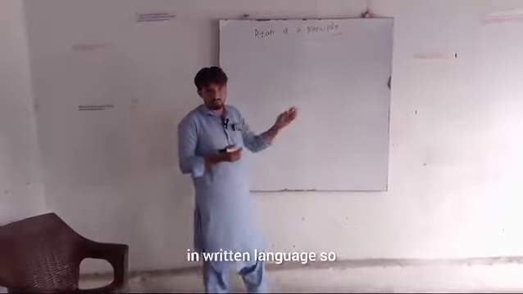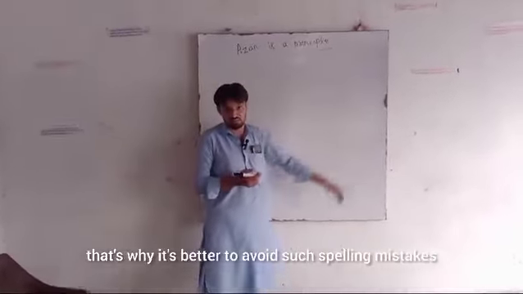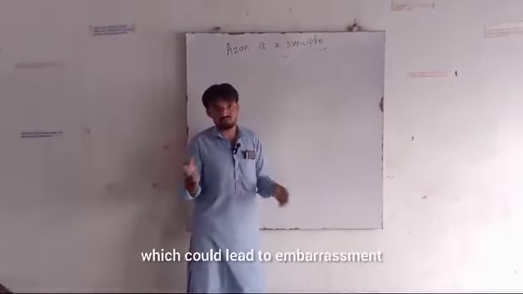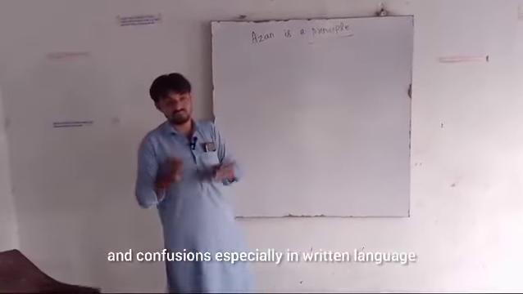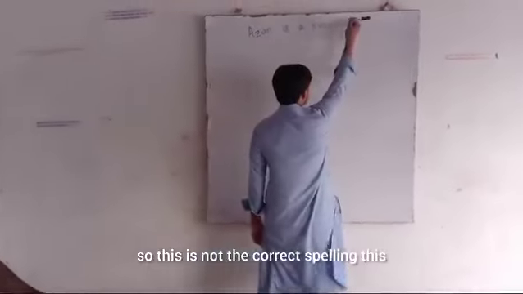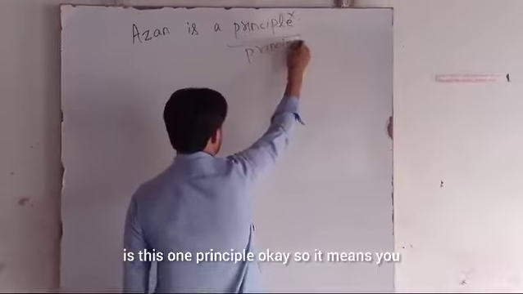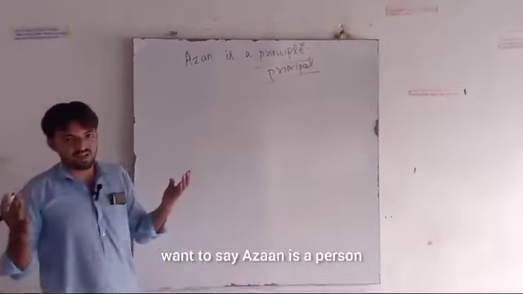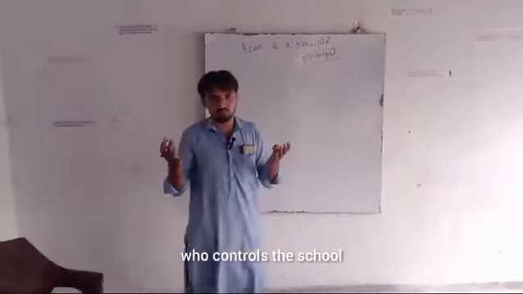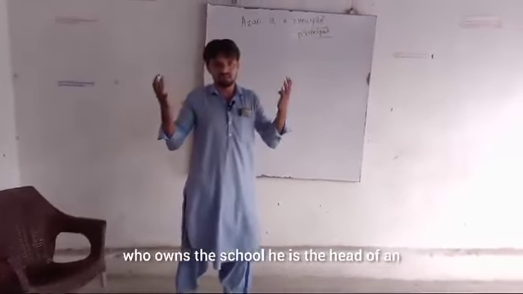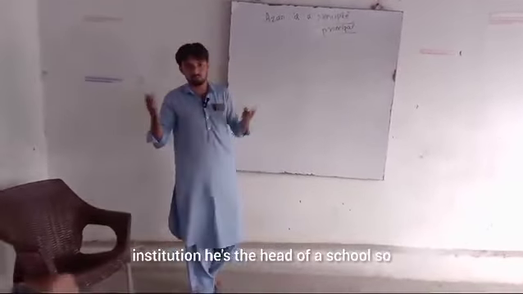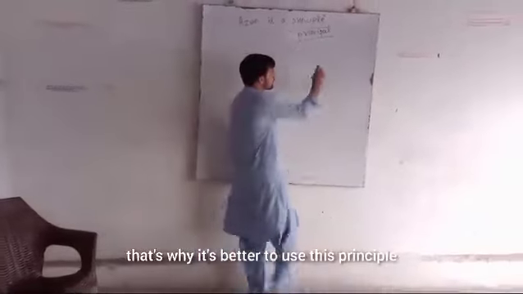especially in written language. So that's why it's better to avoid such spelling mistakes, which could lead to embarrassment and confusions, especially in written language. So this is not the correct spelling. This is completely wrong. The correct spelling is this one, principle. So it means you want to say Azan is a person who controls a school, who owns a school. He is the head of an institution. He's the head of a school. So that's why it's better to use this principle.